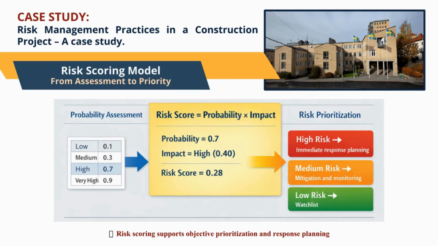Based on the calculated score, risks are prioritized into categories. High risks require immediate response planning, medium risks call for mitigation and ongoing monitoring, and low risks are placed on a watch list for periodic review. This structured approach supports objective prioritization, improves response planning, and ensures that attention and resources are directed toward the risks that most significantly influence project objectives.